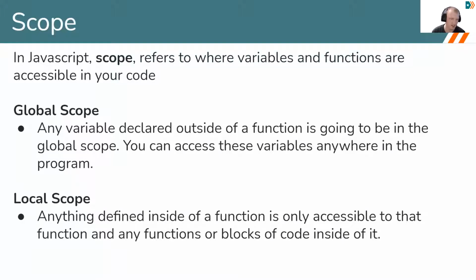A function inside of a function can access global scope, but anything that's inside the block of a function, in the local scope of a function block, can only be seen by that function. So anything defined inside of a function is only accessible to that function, and any functions or blocks of code inside of it.